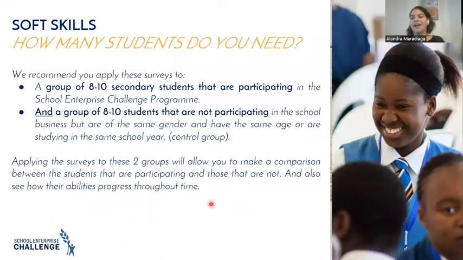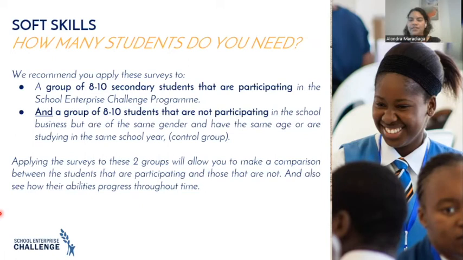So at this point, you are probably thinking about the size of your school's business team. We are recommending that you apply these surveys to one group of 8 to 10 secondary students that are participating in the School Enterprise Challenge this year, and to another group of 8 to 10 students that are not participating in the school business. But these students must have some similar characteristics to those that are participating.